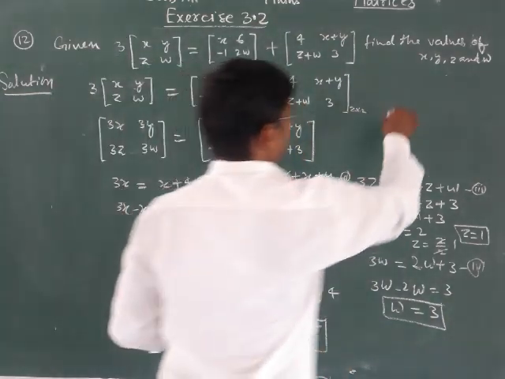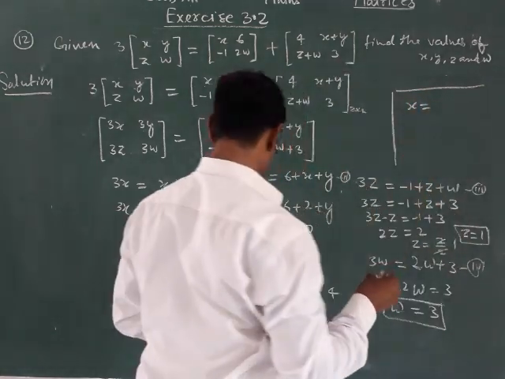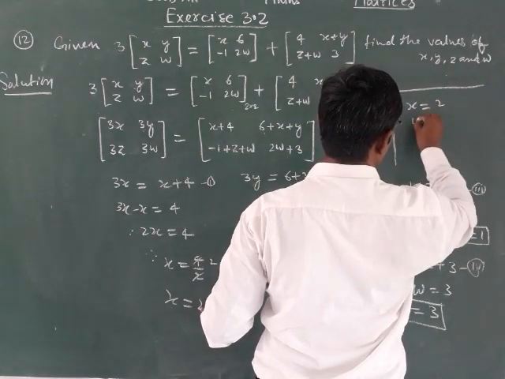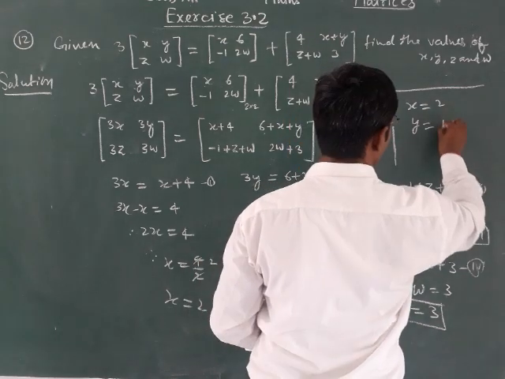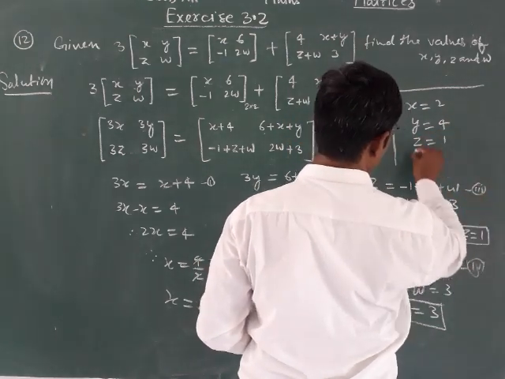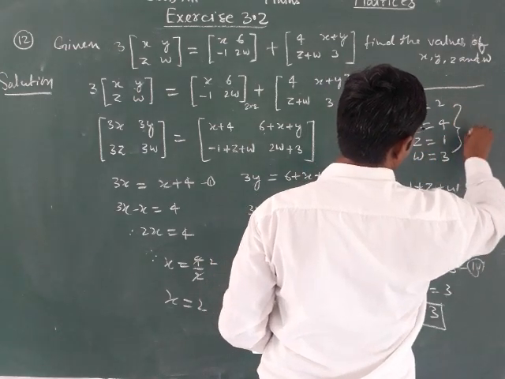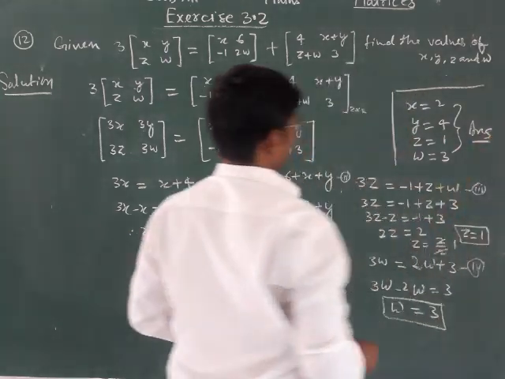So x is equal to 2, y is equal to 4, z is equal to 1, and w is equal to 3. This is the answer of the given question.